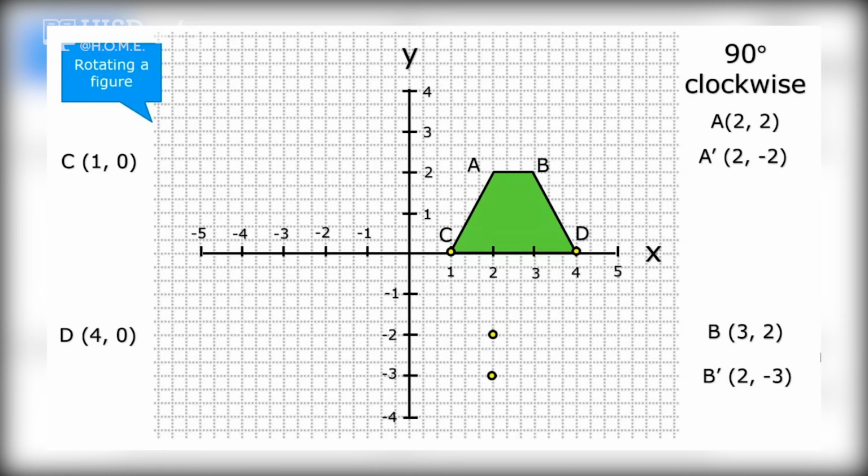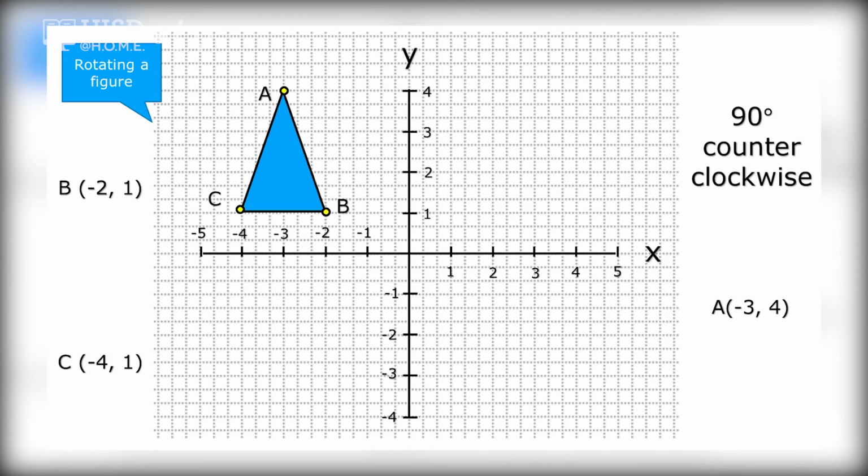Then C, as you can see here, is going to change its numbers, but the y is the only one that changes sign. So now we have 0 and negative 1, and then the D is 0 and negative 4. And as you can see, now we have our new image rotated 90 degrees clockwise.